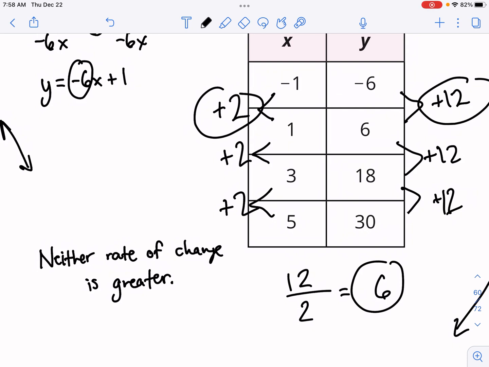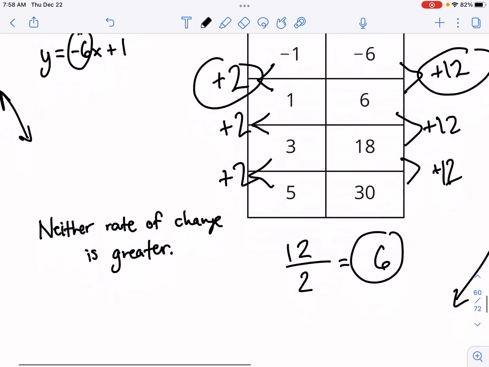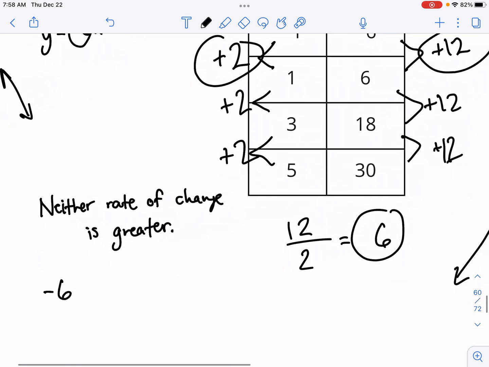So both lines have the same steepness, where function e has a slope of -6 and function f has a slope of +6. You could think of this as -6, the absolute value of that is 6, and the absolute value of 6 is 6. They're both 6 units away from 0, meaning they have the same steepness, although the direction is different.